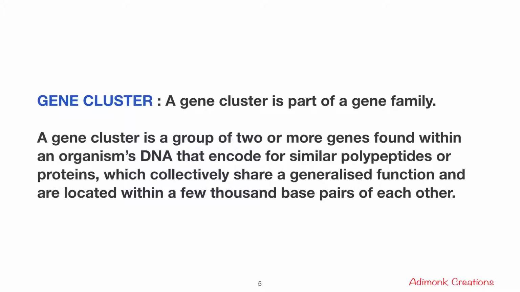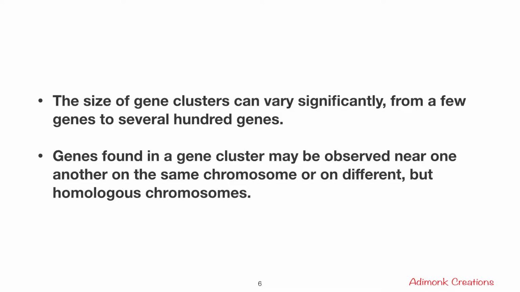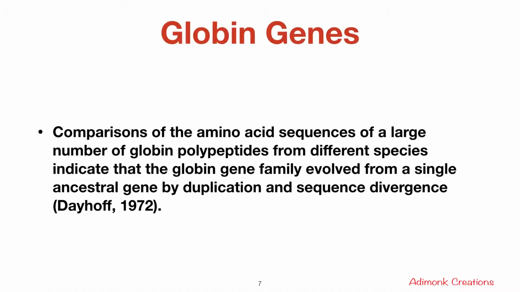A gene cluster is a group of two or more genes found within an organism's DNA that encode similar polypeptides or proteins which collectively share a generalized function, and they are located within a few thousand base pairs from each other. The size of gene clusters can vary significantly, ranging from a few genes to several hundred genes. Genes in a gene cluster may be observed near one another on the same chromosome or on different but homologous chromosomes.